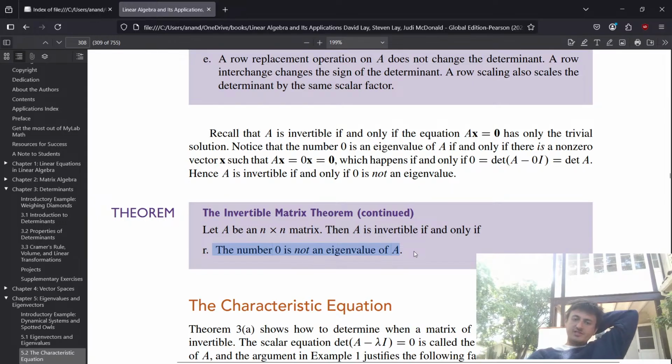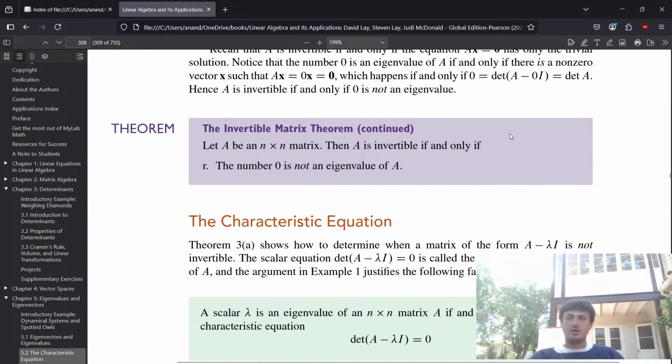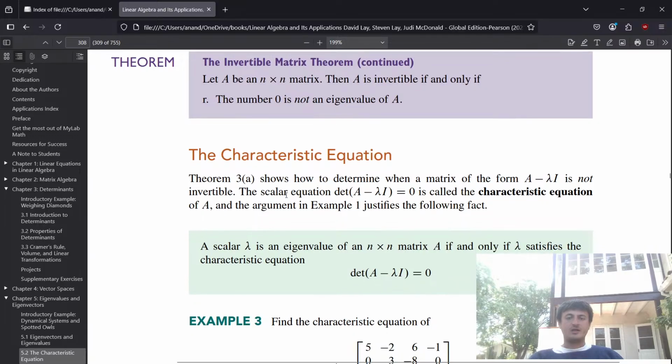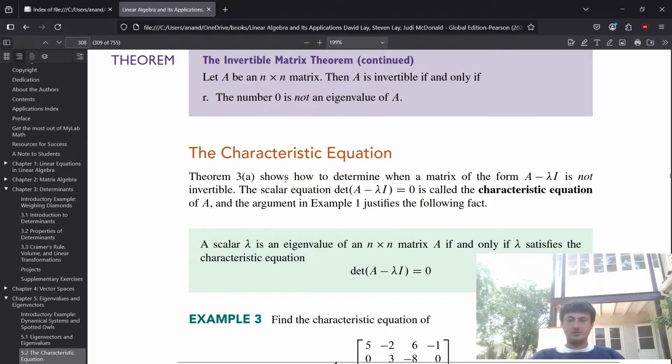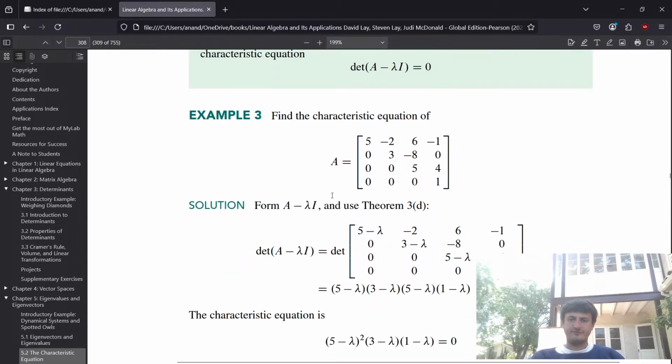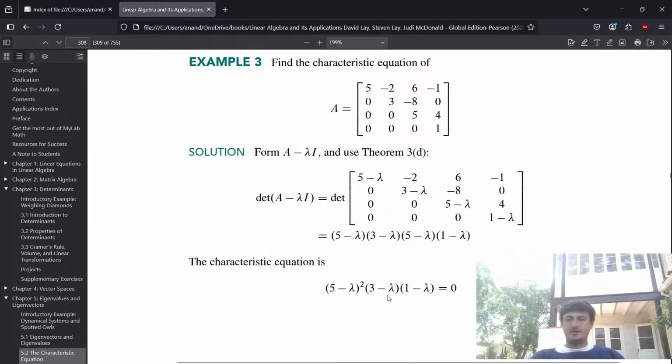I like this one. The number 0 is not an eigenvalue of A if and only if A is invertible. Because what that means is that you get this A minus 0I, which is just equal to A. So that means that the determinant was already 0, or that there was a non-trivial null space. All right. The characteristic equation is just this. If and only if lambda satisfies this characteristic equation. All right, find it. We're not finding it, bro.